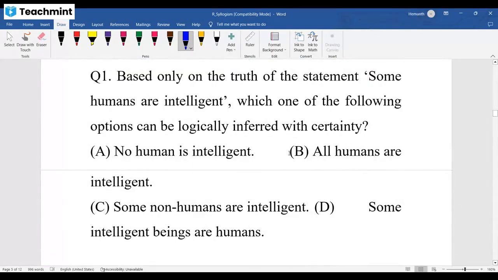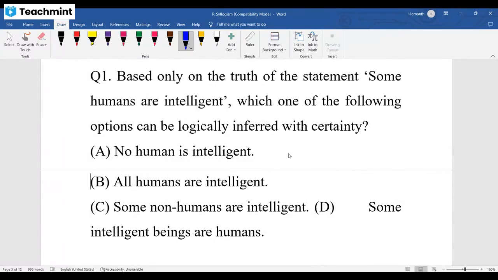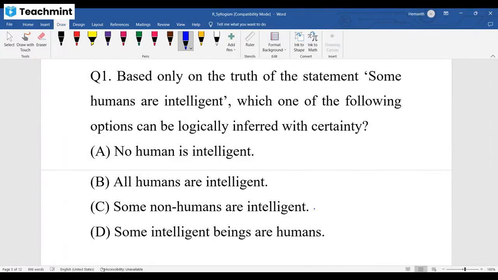Some humans are intelligent. Then which is correct? Always true. Option B. D or B? D for Delhi or B for Bangalore? Bangalore, Delhi, both. I said when some is given, all is in doubt. They given some humans are intelligent.